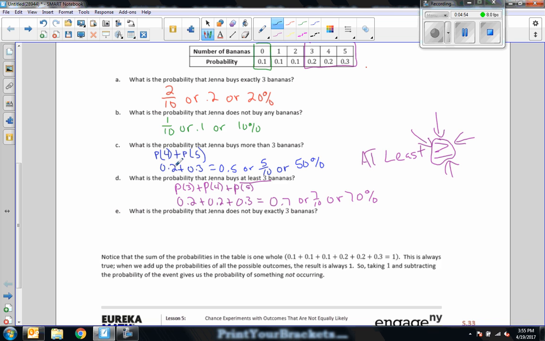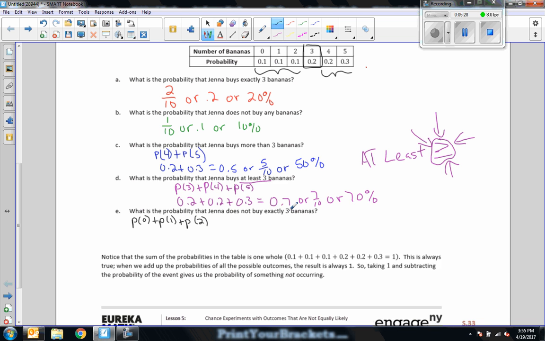E. What is the probability that Jenna does not buy exactly 3 bananas? The key word there is does not. So if I don't buy 3 bananas, the probability of not buying 3 bananas is everything but 3. I'm going to show all my work. I'm going to be tedious here, but I'd like to drive home the concept behind this, the process.